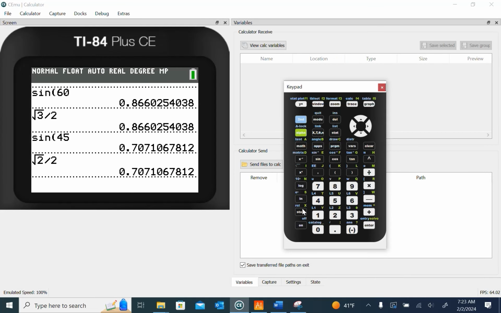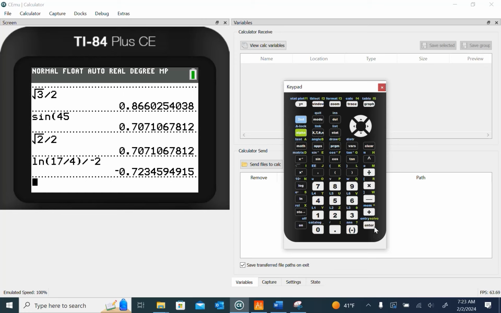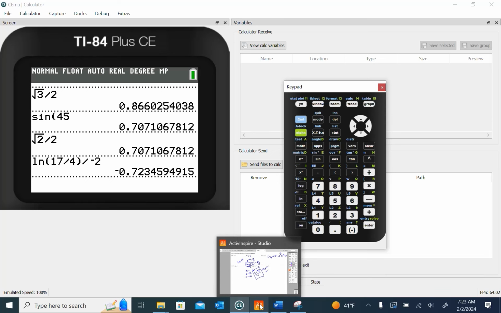There's a natural log of 17 quarters, divided by negative 2. Ta-da! Negative 0.7235. It's up to you. Write it if you want. I don't really care.